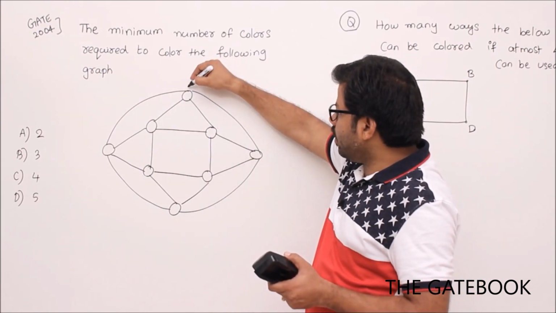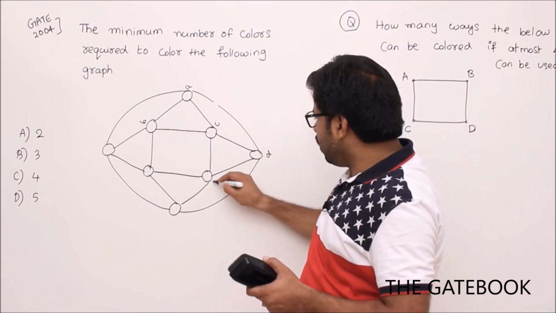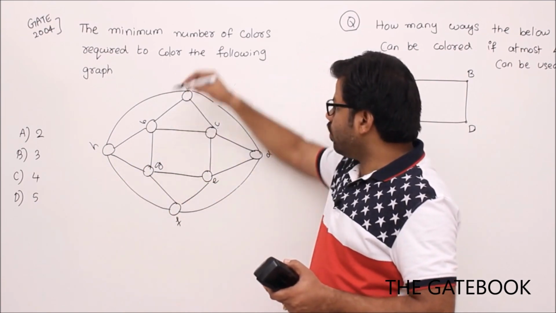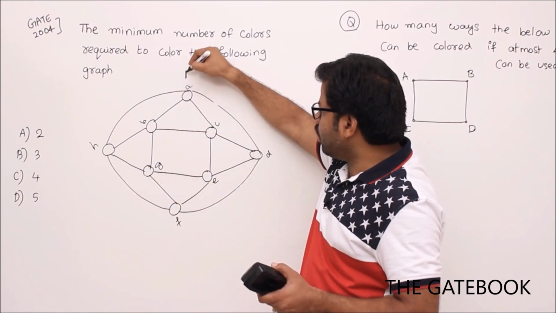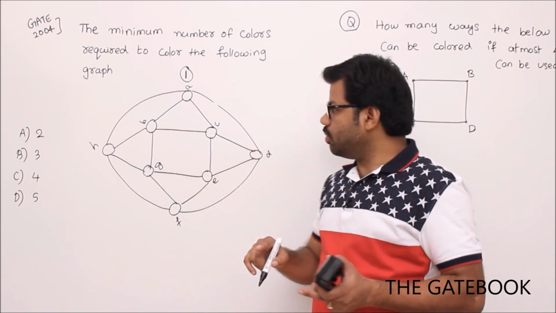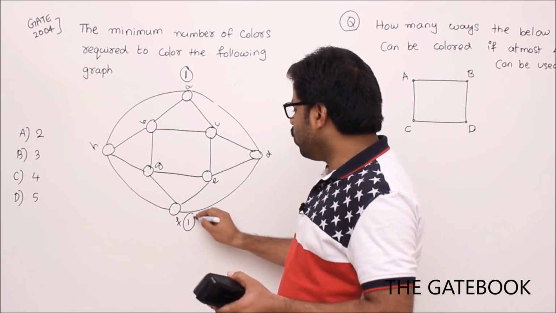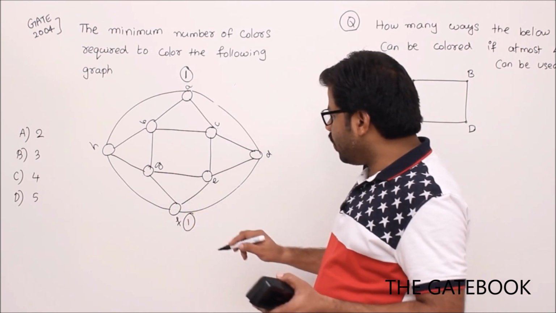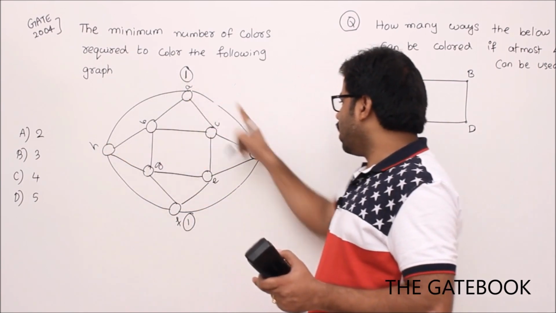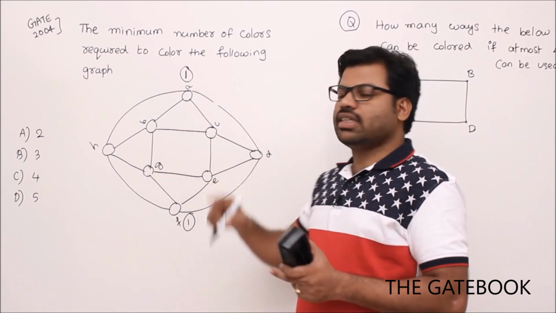Let's begin here. Let's label them A, B, C, D, E, F, G, H. For vertex A, I give color number 1. After that I try to share this color in as many places as possible. Where can I share this color? I can share color 1 to here, right? Then can I share anywhere? If I share here, then I can't share here because of adjacency. I can't share here, or here. So in 2 places I can share.